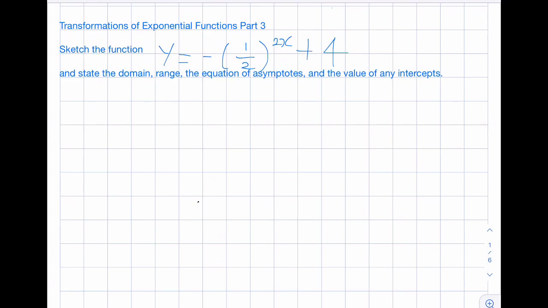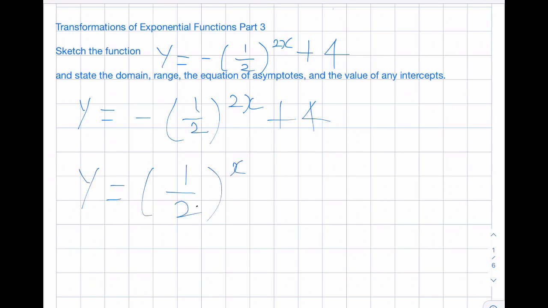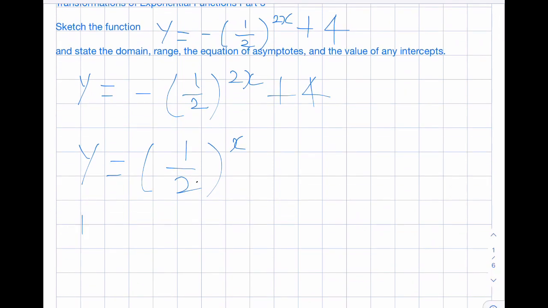So let's see. This guy is a transformed version of this function, 1 over 2 to the power of x. So now we have to state what transformations occurred here.